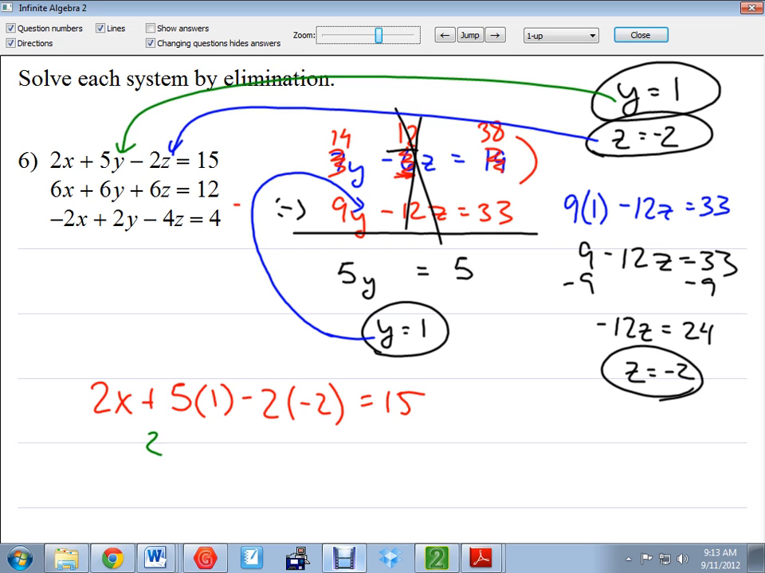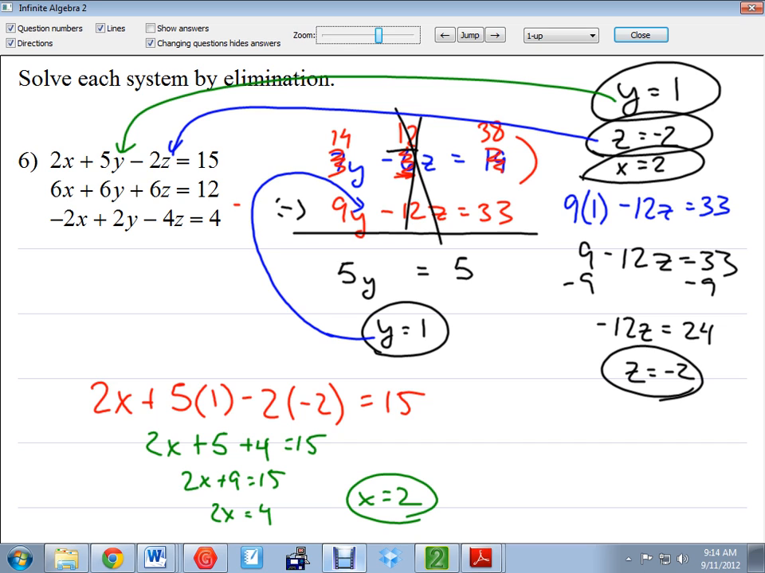And this equation, while long, is still relatively simple to solve. It says 2x plus 5 times 1 is 5, minus, well, that's really a plus 4 because it was a minus a negative 4, is equal to 15. 5 plus 4 is 9. 2x plus 9 is equal to 15. Subtract 9 from both sides. 2x is equal to 4, and therefore x is equal to 2. This would be my last solution. My final answer would be written as an ordered triple, x comma y comma z, so that would be 2 comma 1 comma negative 2 for this problem.